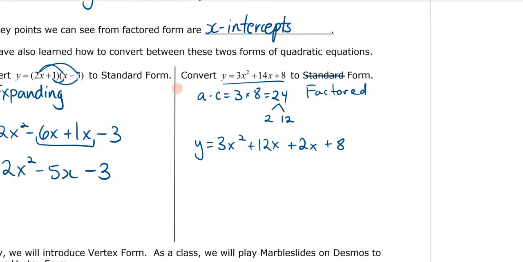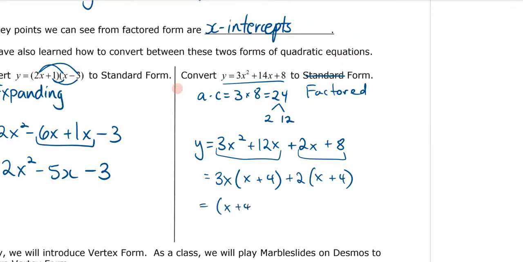Now that we have four terms in our quadratic, we're going to group them and factor the common factor from each pair of terms. The common factor in the first pair is 3x, leaving me with x plus 4. The common factor in the other two terms is plus 2, leaving me with x plus 4. Then we have a common bracket, x plus 4, as the common factor. Factor that out, create some brackets, and write down the leftovers, 3x and plus 2. And there's our factored form.